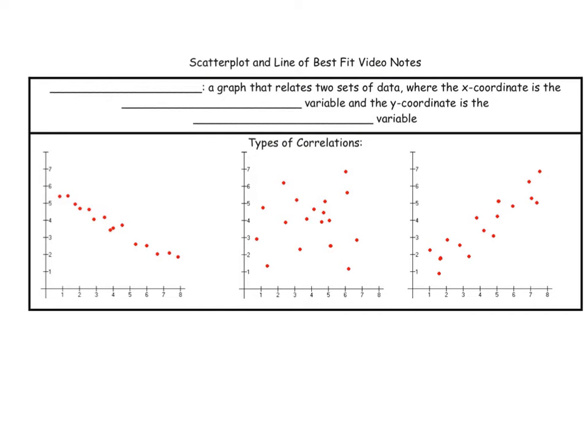Okay, so to start off, just a couple of definitions of what a scatterplot is. A scatterplot is what it sounds like. It's just a graph with a bunch of dots all over the place. So it's a graph that relates two sets of data, and we're still looking at the x-coordinate being the independent variable and the y-coordinate being the dependent variable.